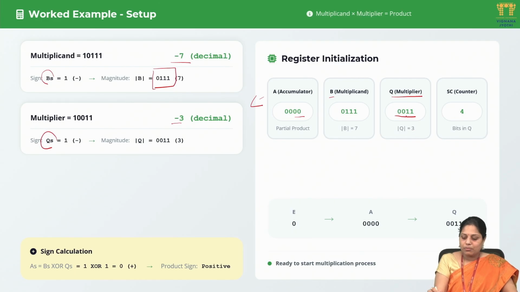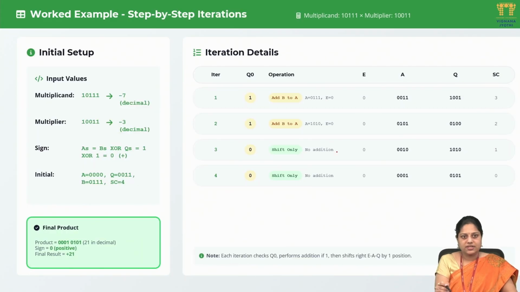And now, as the number of bits of the multiplier here is 4, I'm initializing the sequence counter with 4, which is nothing but the bits of the multiplier. So this is the first step of my algorithm. Coming to the further steps, next I'm going to start my iterations.